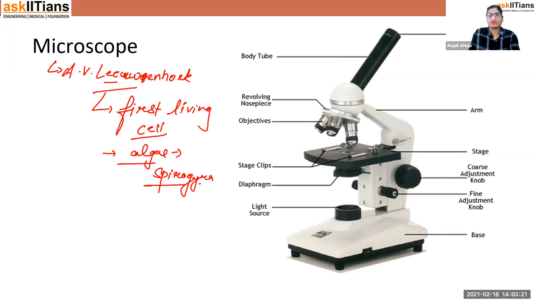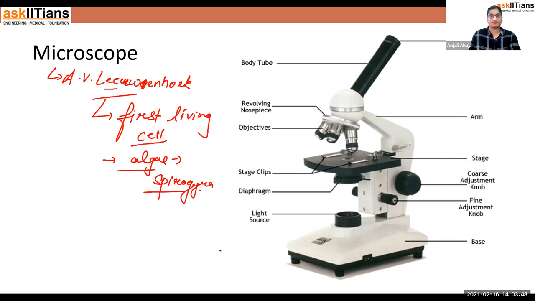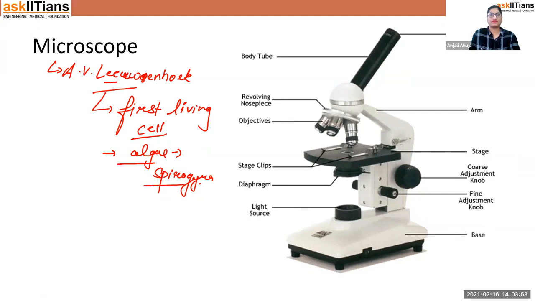I don't know whether you're able to see my screen or not, but I'm checking the spelling. Ah, I wrote it right. The spelling is L-E-E-U-W-E-N-H-O-E-K. It's E-N, and that's right. Let's come back to the presentation. I hope you're able to see my screen. Yeah, you are. So basically, he was the one, it's W-E-N. The spelling is so perfect.